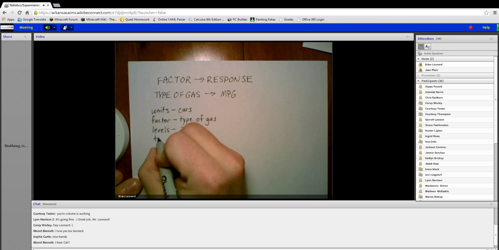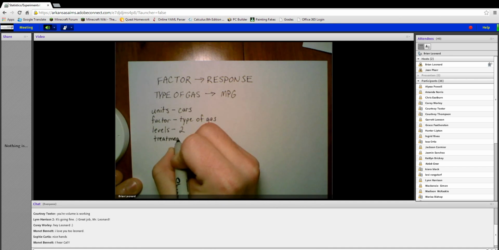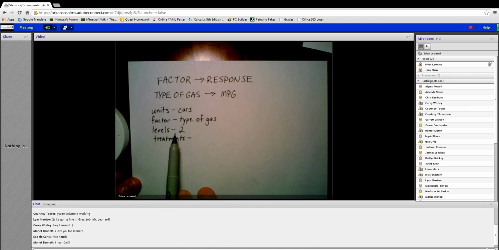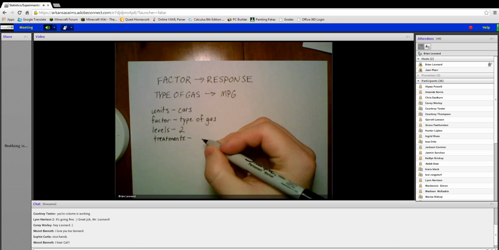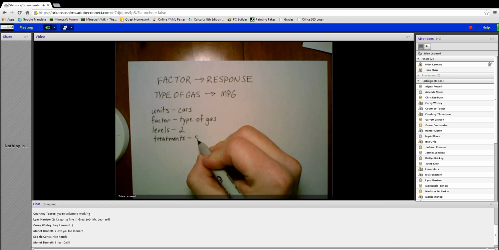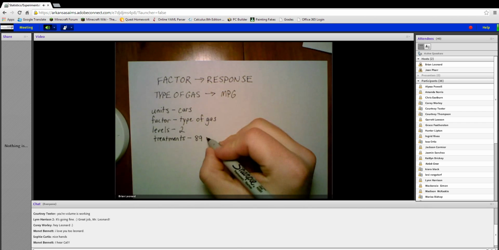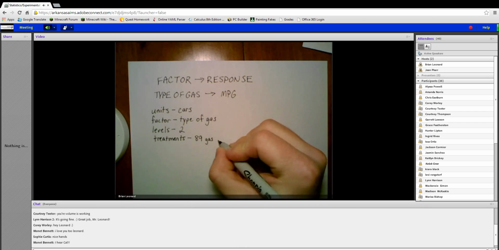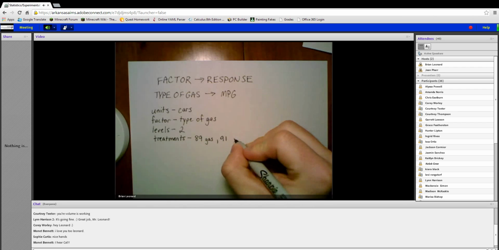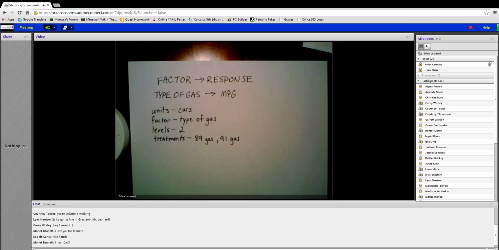My treatments are specifically what types of gas I am actually applying. Let's just say it's 89 gas, which I think is an octane rating or something like that. Let's say we're going to give 89 gas, and let's say we're going to give the 91 gas. Or maybe it's 87, we'll just say 89 and 91. Those are going to be my treatments, those octane ratings.